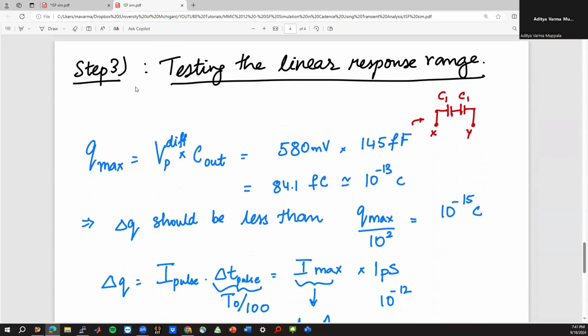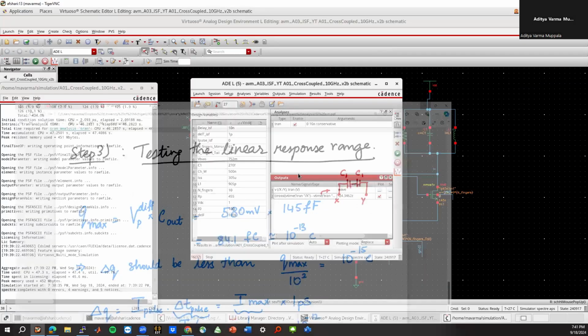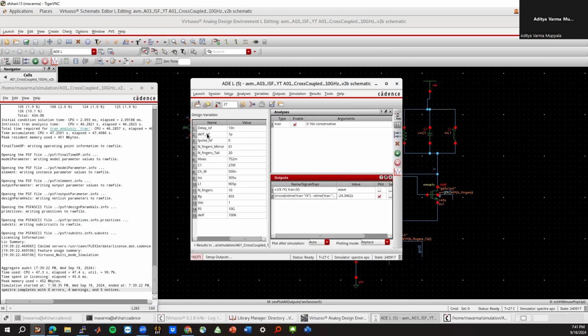The next thing we need to do is test the linear response range to find the value of these two, the I pulse and the delta t. Delta t I've set here to be 1 pico, since the period is 100 picoseconds. That's a good number, I think, around 1/100th of the time period. And the impulse value is what we need to find.